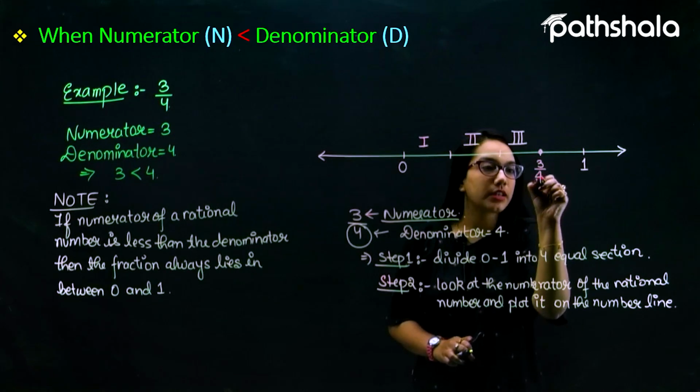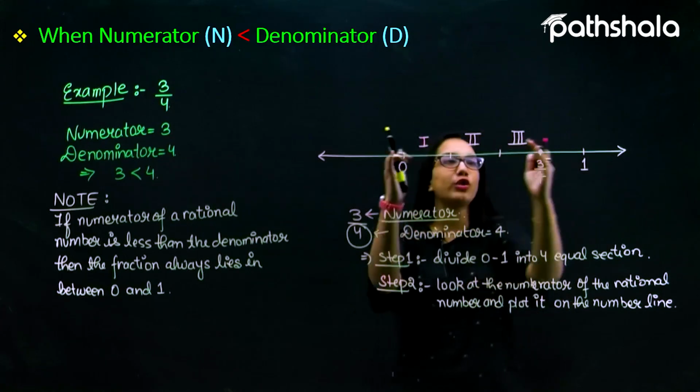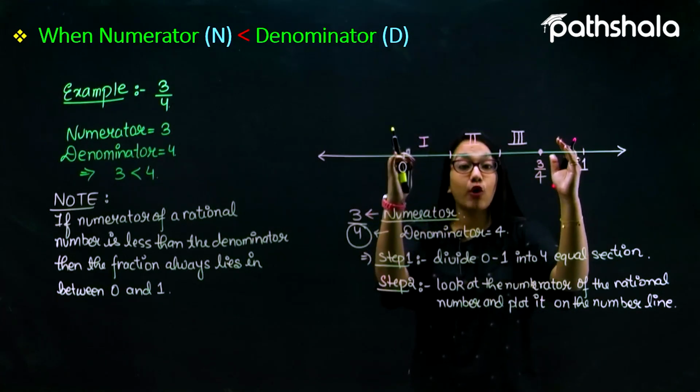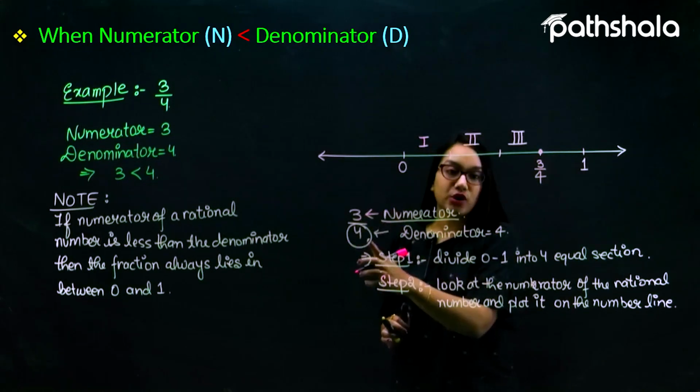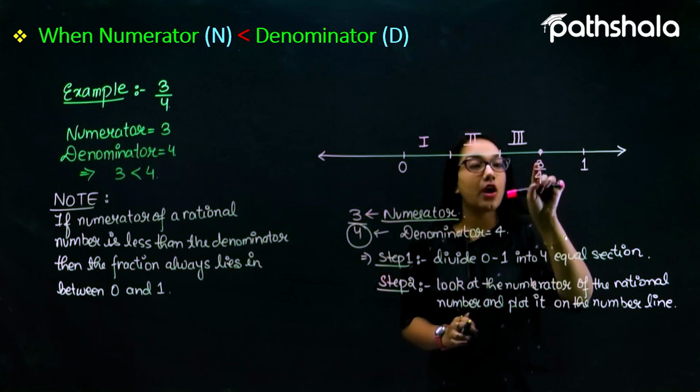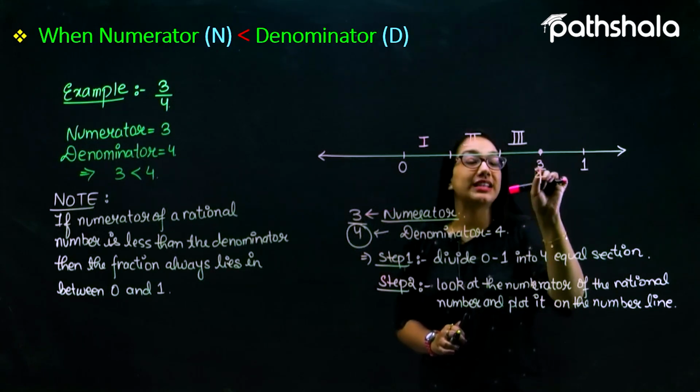It is nothing but 3 by 4 because out of the 4 sections, we have to look out for the third. We have to look out for the third section, which ends at this point, which is called 3 by 4.